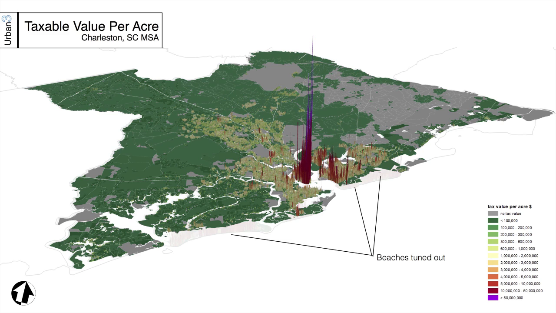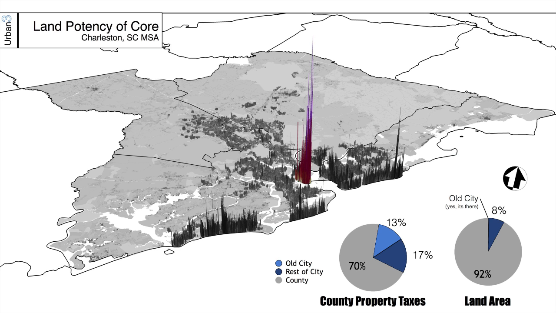What's this historic pattern doing in downtown Charleston? Why is it killing it from a value standpoint? The old city, historic Charleston, produces about 13% of the county's taxes. The rest of Charleston, outside of the old core, produces 17%, but the actual footprint of downtown is statistically insignificant. It doesn't even make 1%. So it doesn't even make 1% of the city, yet it's producing 13% of the county's taxes.